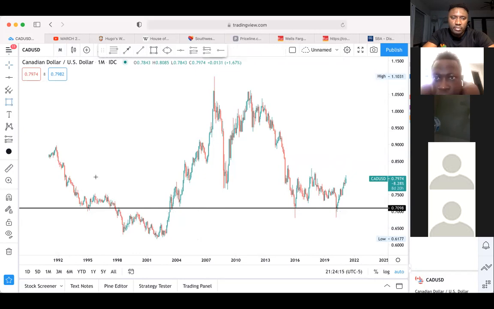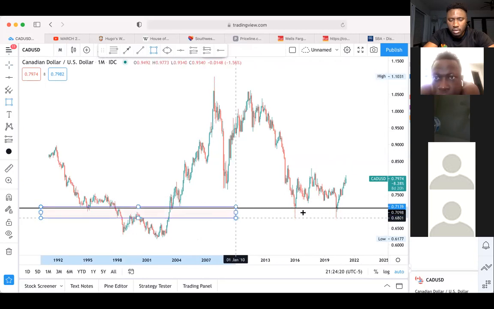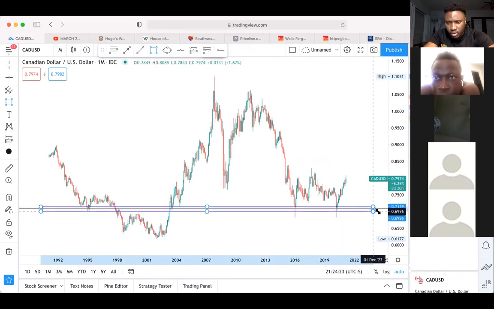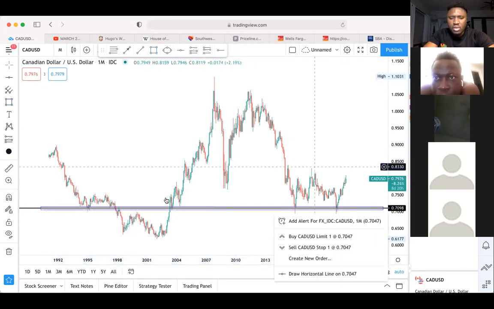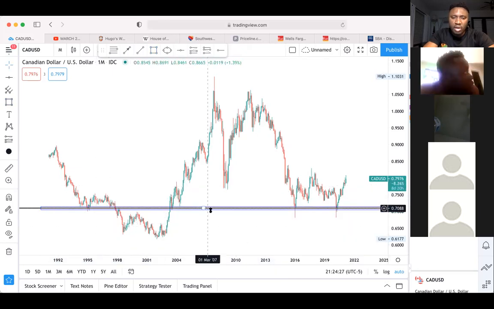So let me mark it out. I put that line, then I'm going to put this box. That's the way I just like to do it. I learned it from somebody too. I'm going to put it like that. Good. So this is my major monthly support line.